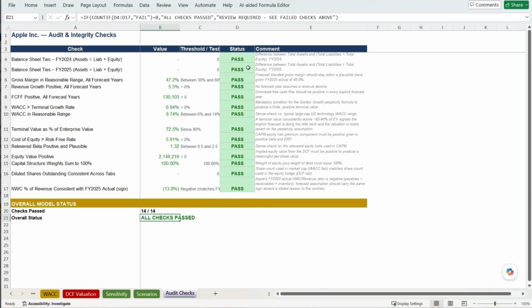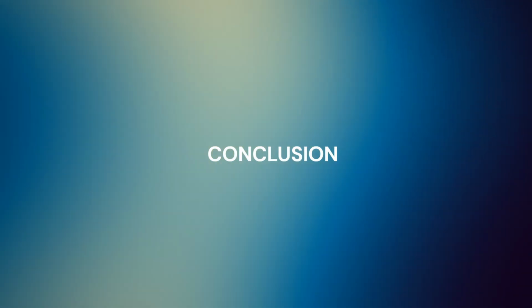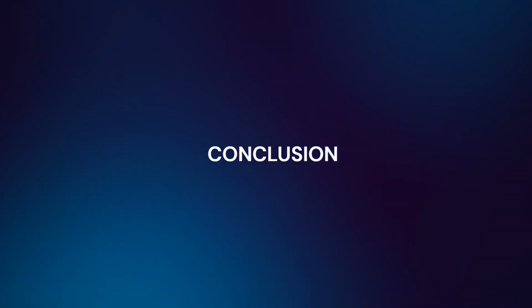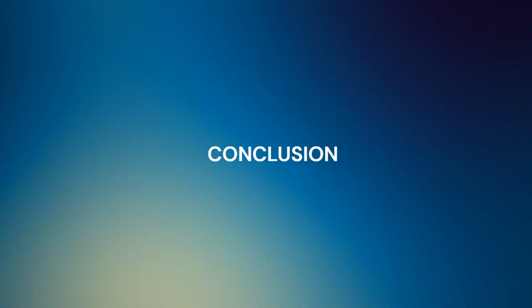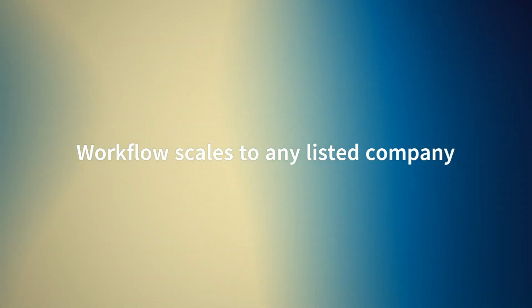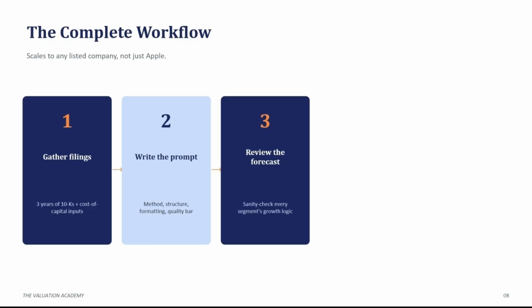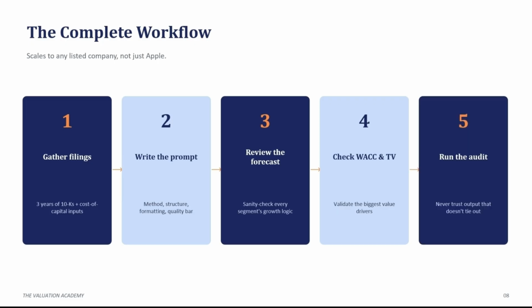So as analysts, if we want to do any modification, we should do the modifications in the forecast, assumptions, etc. before sharing this model with our client or before using this model for any purpose. And that's it. A full investment banking grade DCF model for Apple, built in a fraction of a usual time, with you controlling every assumption that matters. The workflow scales to any listed company. Gather the filings, write a structured prompt, review the forecast and WACC, check the sensitivity table, and always run the audit check before you trust the output.